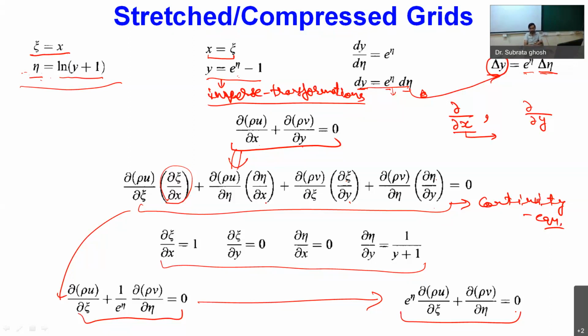Okay, once we have found the solution on the zeta-eta grid, because corresponding to each grid point we have a mapped point in the xy physical plane, we can transform that solution from the zeta-eta plane to our xy plane. Okay, so that is how to apply this overall procedure for stretched or compressed grids by using the algebraic transformation functions. Is this clear?